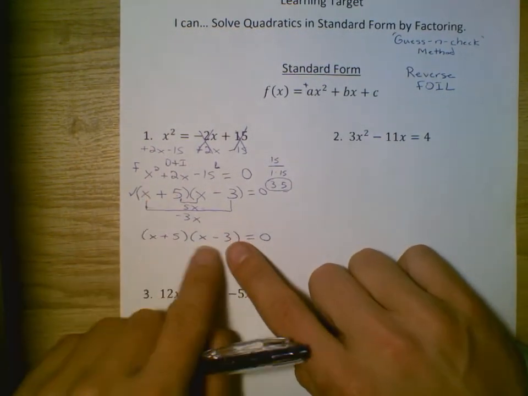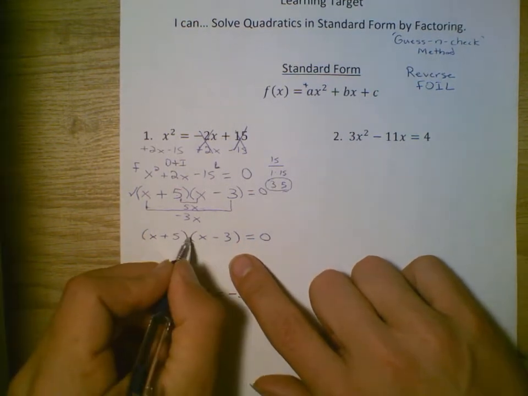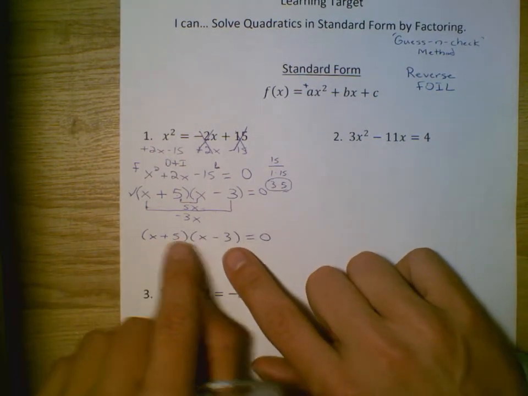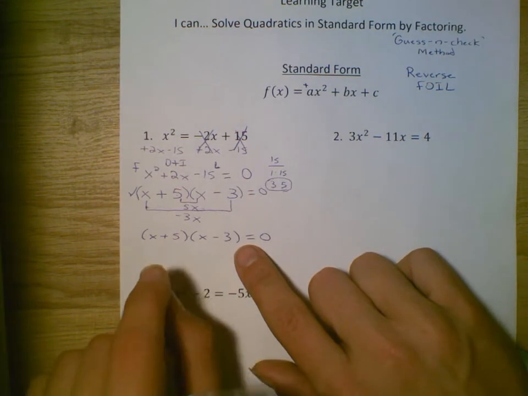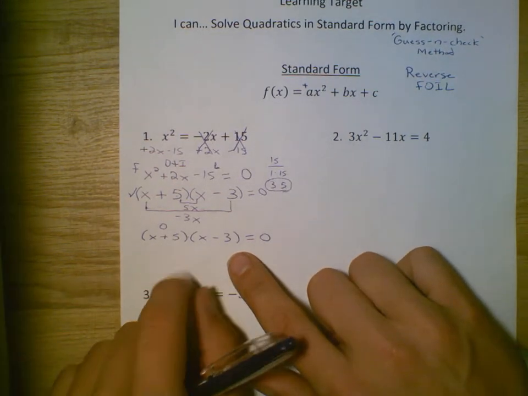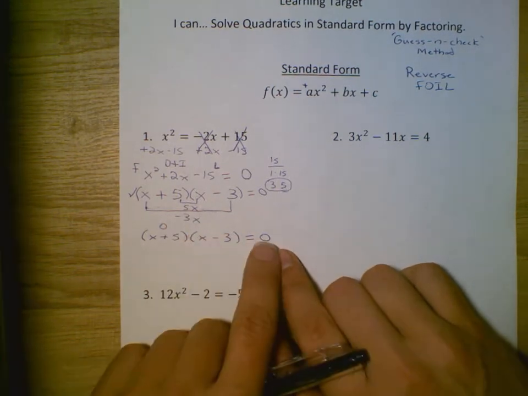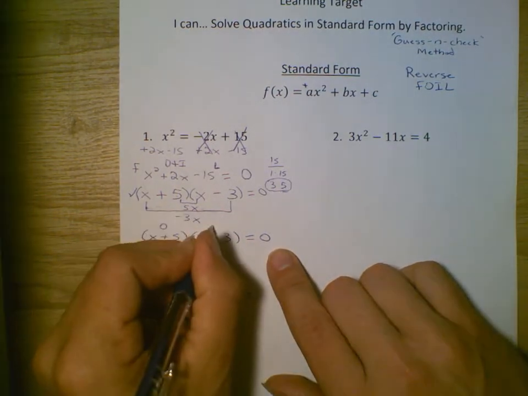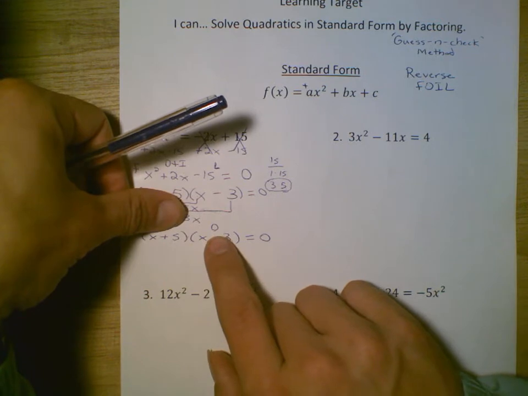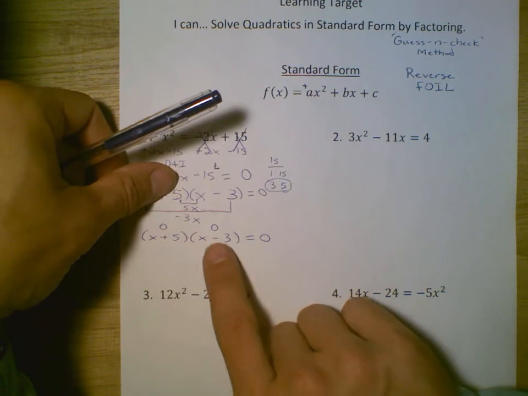Once I have the problem factored, I know that if I take this parentheses times the second parentheses and it equals 0, one of these two parentheses has to be equal to 0. The reason why is, let's suppose that this first parentheses was equal to 0. Well, 0 times x minus 3 would be 0, right? Because 0 times anything would be 0. Or this parentheses could be equal to 0, in which case x plus 5 times 0 would equal 0. So the only way to get a 0 is for one of these two to be equal to 0.